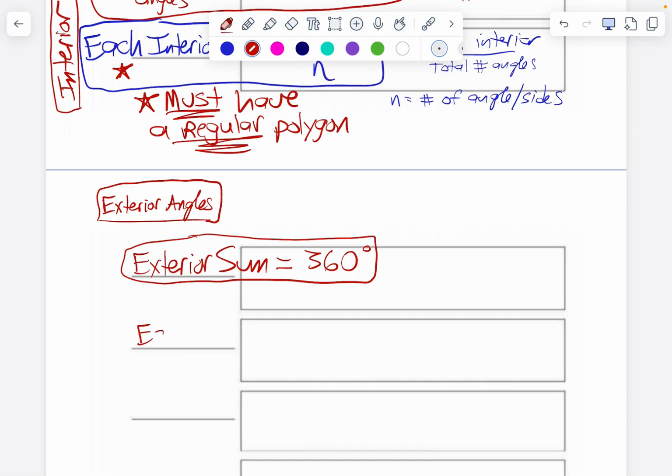And then each exterior, how would we do that, do you think? If all the angles add up to 360 every time, how do we figure out each exterior angle? How did we do it before for each interior?